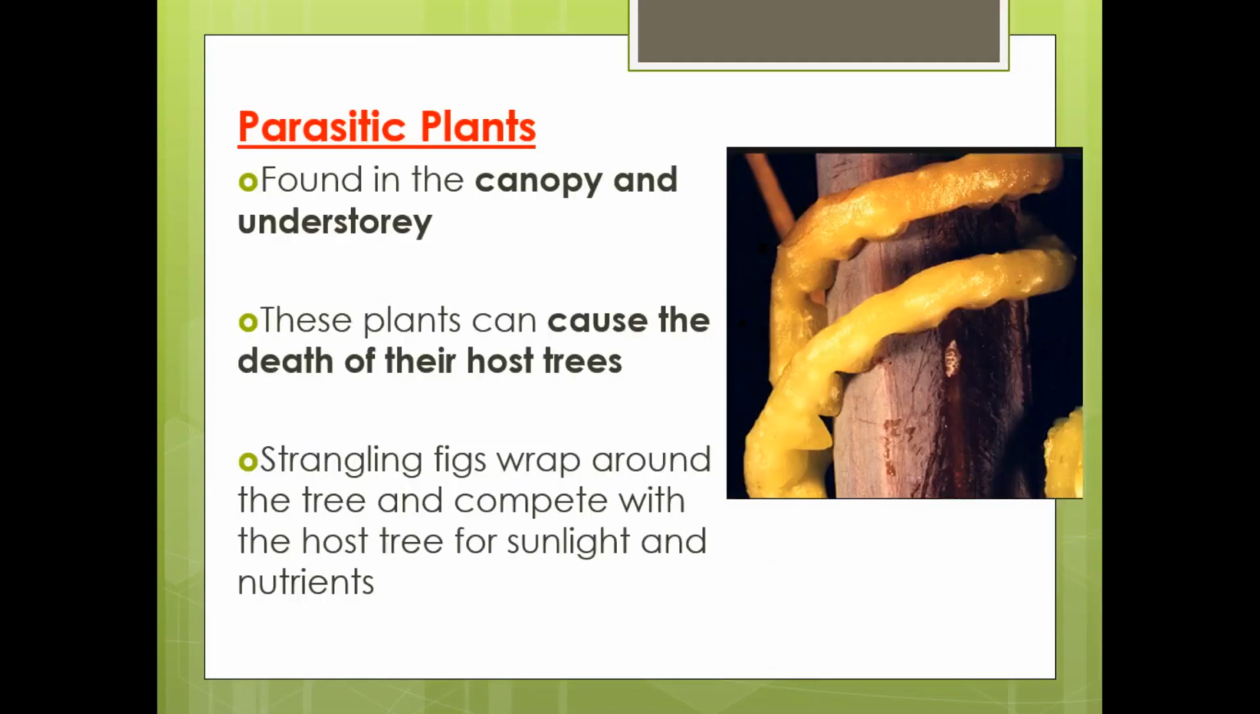Now, another type of plant that you can find a lot in the lower layers of the rainforest is your parasitic plant, epiphyte being one of them. Then you have those that actually feed on the host trees. And then they strangle them because they compete for the nutrients from the host trees. This includes your strangling figs.